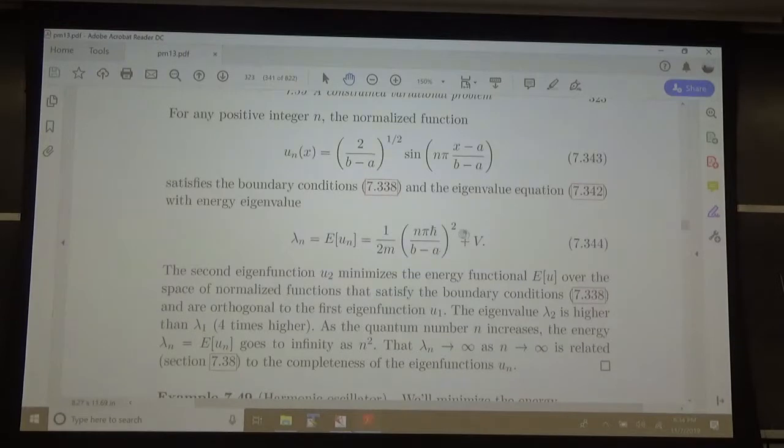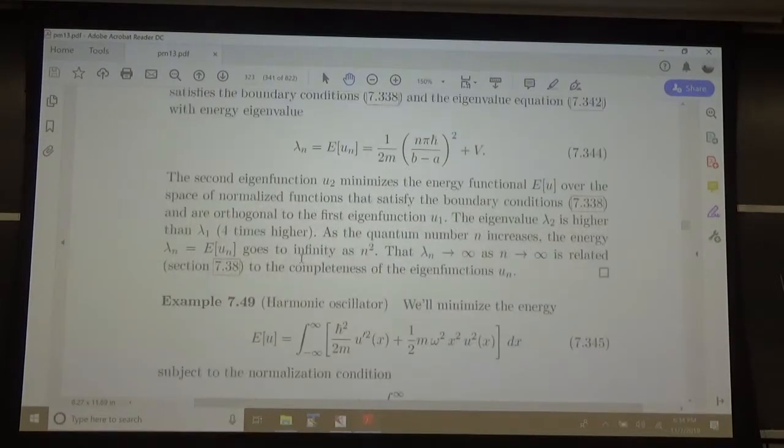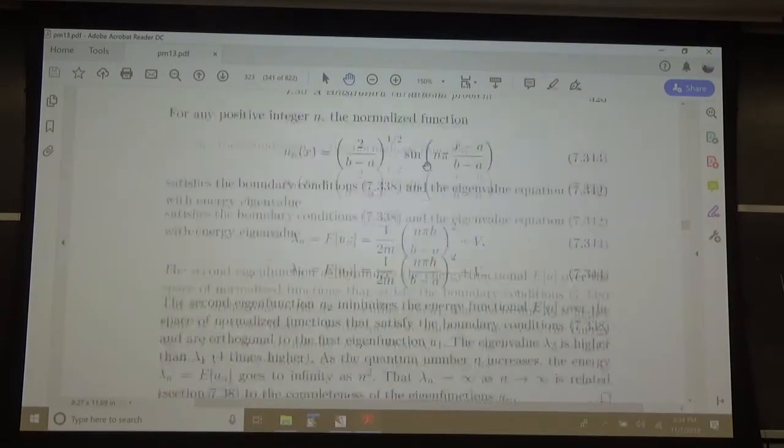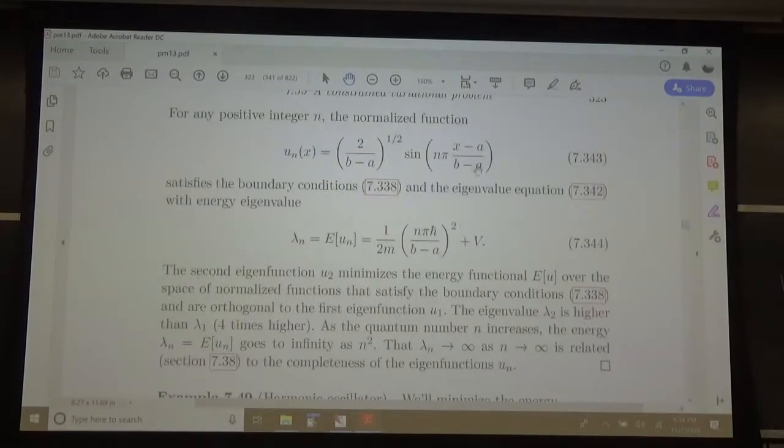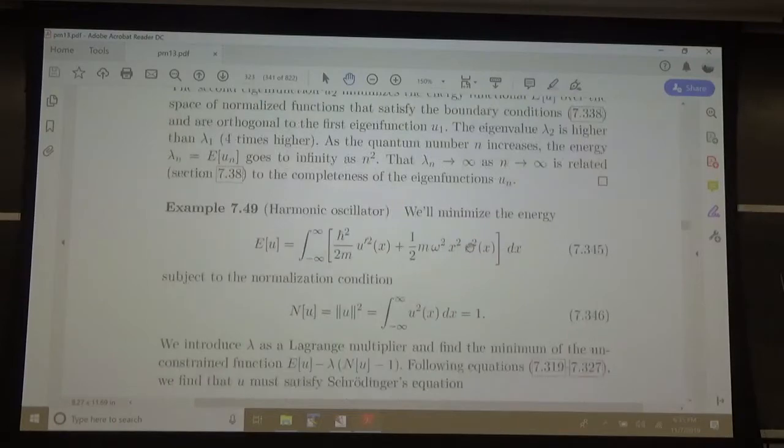And we can then compute what the lambdas are, and in fact, they're equal to the energies, and those are 1 over 2m times the second derivative here pulls out a n pi over b minus a squared and multiplies it by h bar over 2m. So those are the energies.